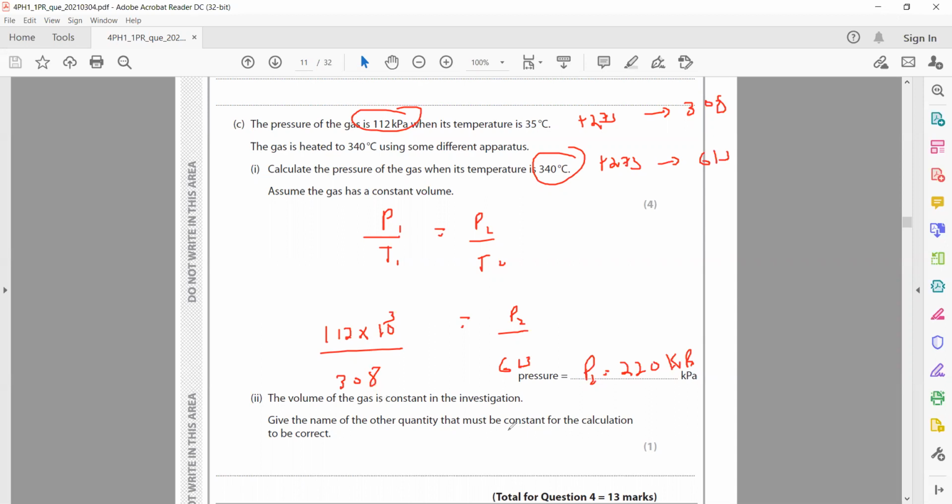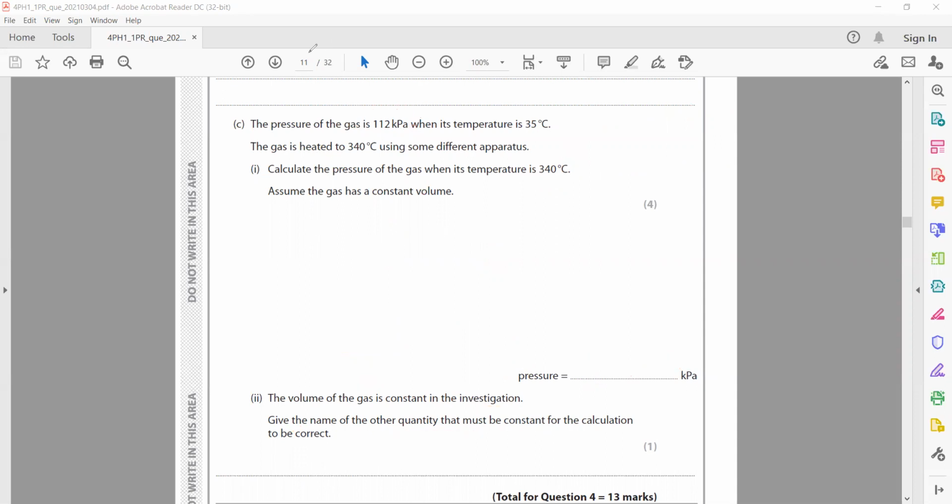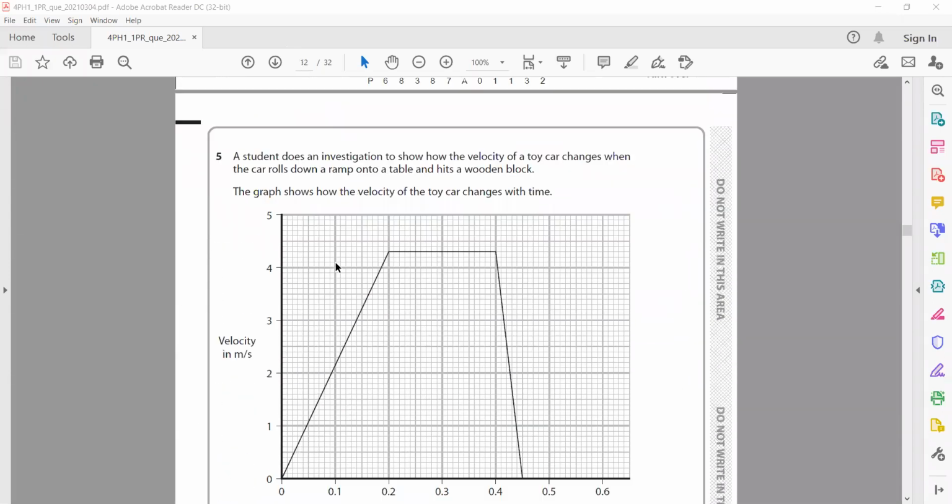The volume of a gas is constant in this investigation. Give the name of another quantity that must be constant. So the number of particles which we use should also be kept constant, because if the number of particles changes, the pressure exerted by the gas will also change.